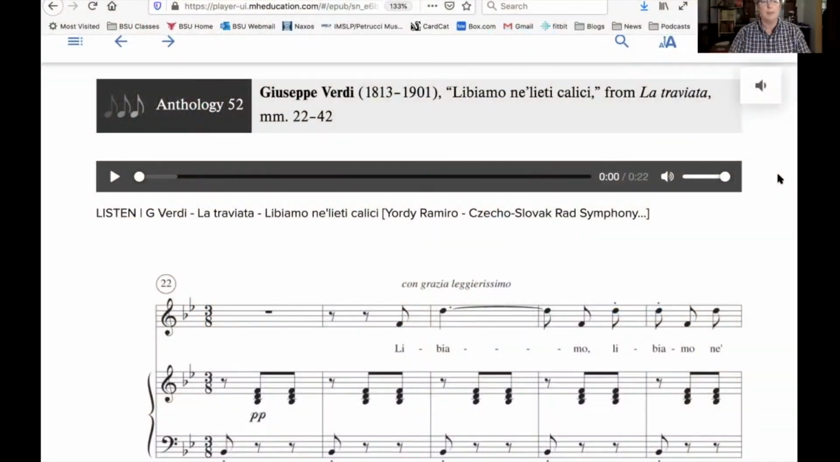I'm going to start by playing Anthology number 52 for you. Anthology number 52 is an aria by Giuseppe Verdi from the opera La Traviata. And this piece is in B-flat major. So if you think about it, B-flat major is the tonic, and what's the dominant? Yes, you are right, I hope. The dominant is F major.